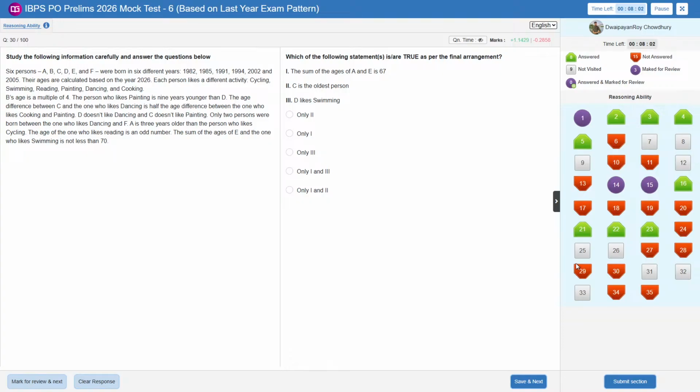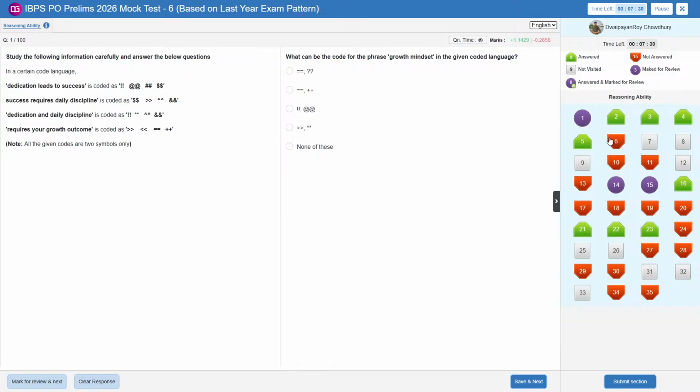A is 3 years older than the person who likes cycling. So 3 years. A, cycling. Okay. 3 years gap is here and here. Here, here. Here, here. Okay. Cycling, reading, odd number. Age of E, and the one who likes swimming is not. B's age is a multiple of 4. Okay, this is not something that will happen smoothly, so I think I should skip.